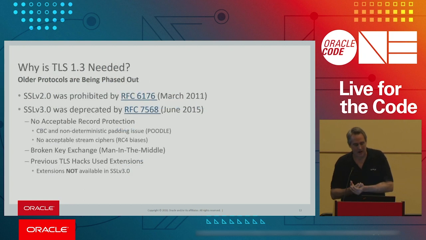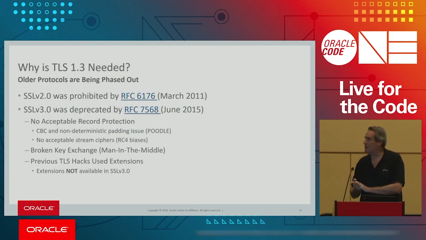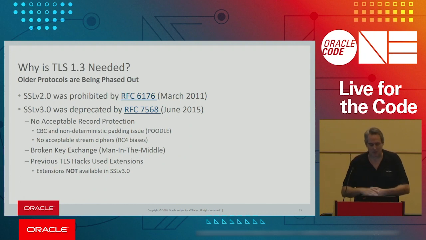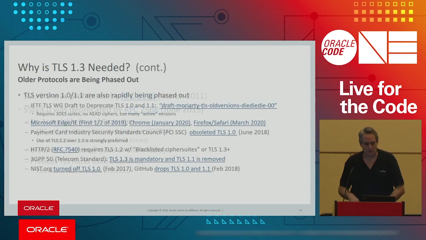So at that point, 1.3 was starting to get underway. There's also some of the older protocols that we just can't use anymore. Version 2 was prohibited in 2011 by RFCs. SSL version 3, after Poodle came out, was also a problem. With SSL version 3, there's really no acceptable record protection anymore because CBC is kind of bad. RC4 has these biases. We're not going to use that anymore. So really nothing could be used for record protection. And there are also no extensions in SSL v3, as I mentioned, so we couldn't even do some protections there.